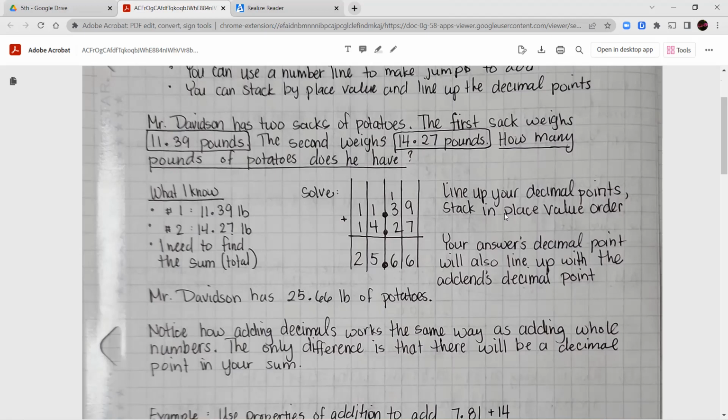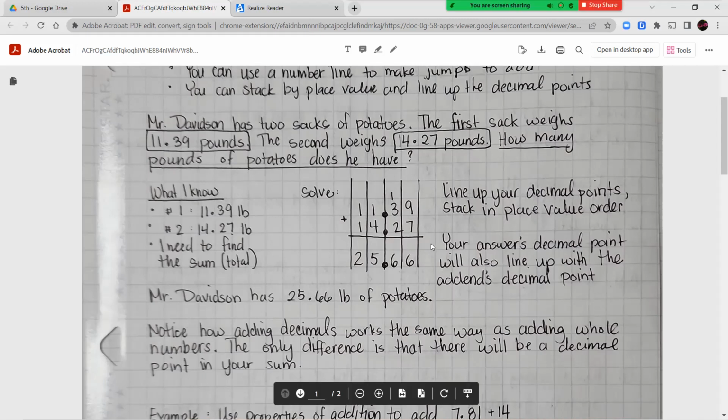So what I know is that his first sack of potatoes is 11.39 pounds, and his second one is 14.27 pounds, and I need to find the sum or the total. So to solve, I lined up my numbers here by place value. My hundredths on top of hundredths, tenths on top of tenths, lined up my decimal point, my ones, and then my tens. Now, once you line up your decimal point when you are stacking your numbers, you can immediately drop it into the same spot where your answer is going to be, and then you can ignore it. Then you just add as usual. The 9 plus the 7 is 16. I put the 6 and I carried the 1. The 1 plus the 3 plus the 2 was also a 6. So I dropped that down. And then I added the 1 plus the 4 is a 5, and the 1 plus the 1 is a 2. And that gave me 25.66, or 25 and 66 hundredths of a pound of potatoes.